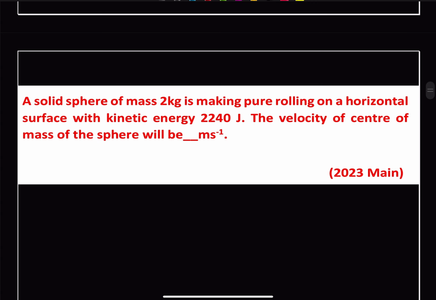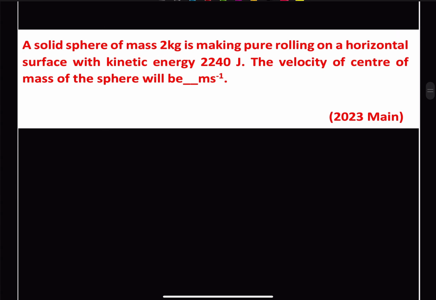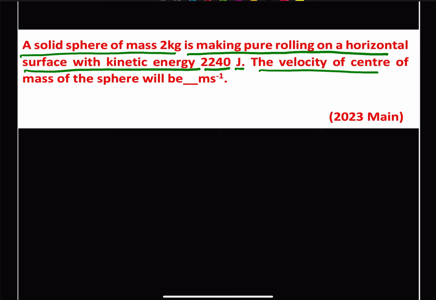It states that a solid sphere of mass 2 kg is making pure rolling on a horizontal surface with kinetic energy 2240 joules. The velocity of the center of mass of the sphere will be. So it is a pure rolling motion, and it says that kinetic energy is given as 2240. So in case of pure rolling, we are going to have two types of motion, translational as well as rotational. So similarly, the kinetic energy will be translational kinetic energy as well as rotational kinetic energy.